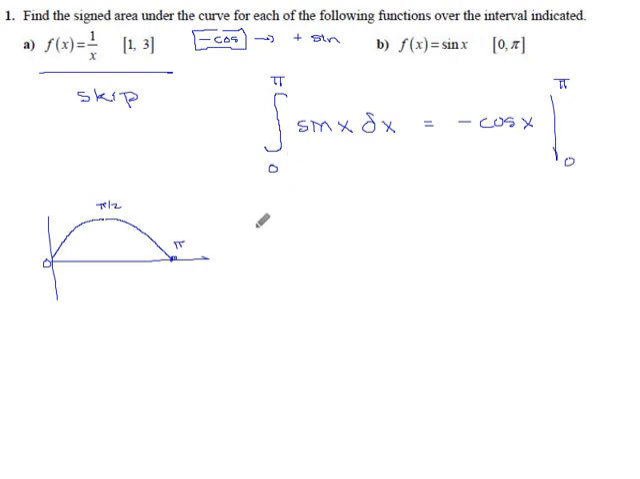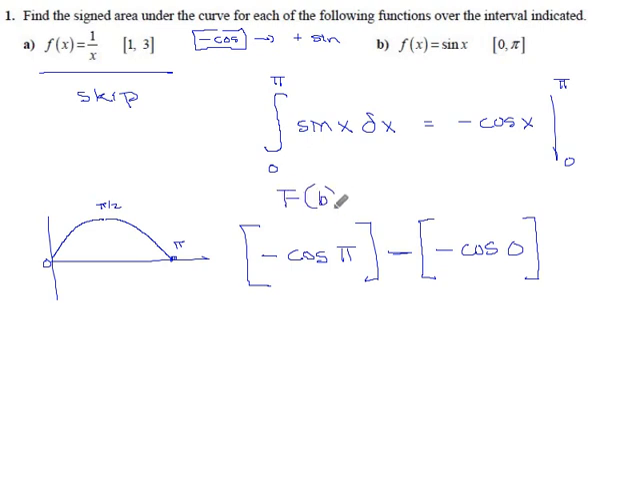So first we get minus cosine pi. We plug in the upper bound, minus negative cosine 0. That's because we're doing here what we call f of b minus f of a. So antiderivative at the top end point, there it is, minus antiderivative at the lower left end point.